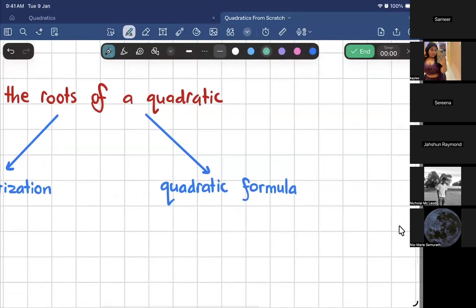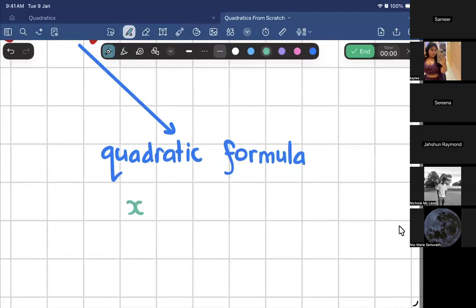Let me just write the quadratic formula here quickly. X is equal to negative b plus or minus the square root.